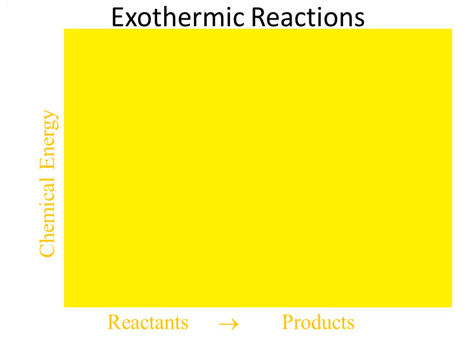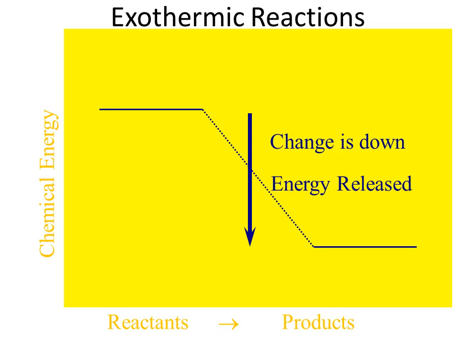Okay, so in this graph for exothermic reactions, we have on the y-axis the chemical energy, and then on the x-axis our reactants yielding to our products. And again, this is for exothermic. So in exothermic reactions, we have energy being released to the surroundings, which means that it takes less energy to break those bonds in the reactants than it does to form the new bonds in the products. And so since there's more energy in our reactants than our products, that means the energy had to go somewhere. And it actually went to the surroundings.